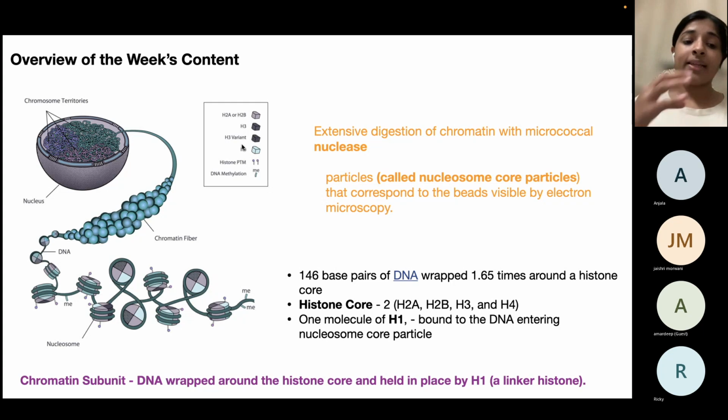And then there is this linker histone, H1 histone, that helps the DNA bend, and it's held in place, and that lets the DNA fragment proceed to the binding of the next histone octamer. So this is essentially what chromatin is made up of.